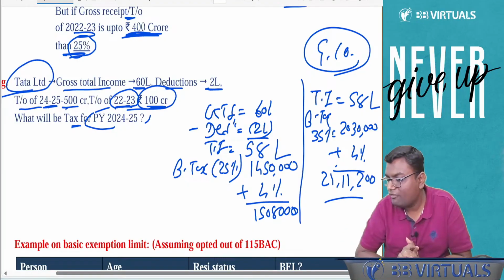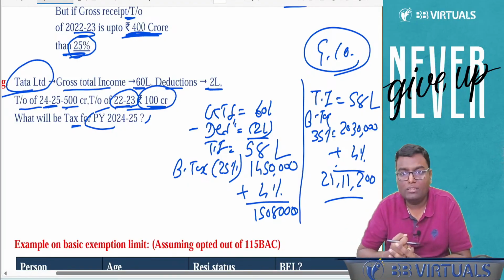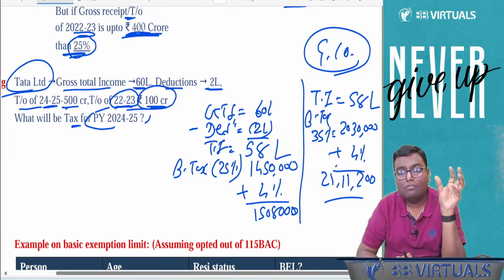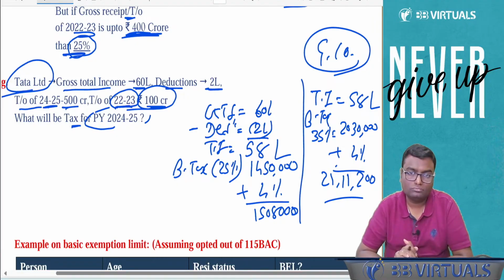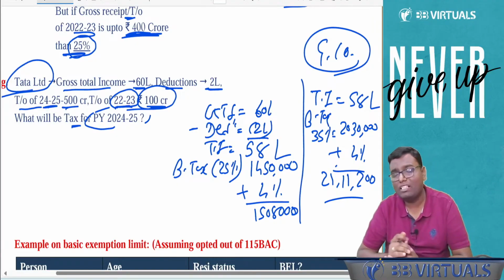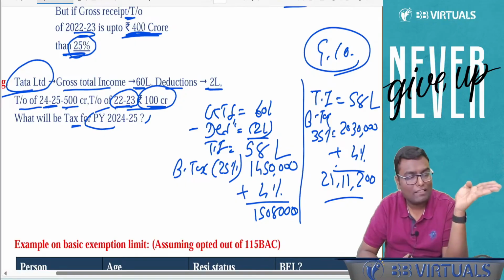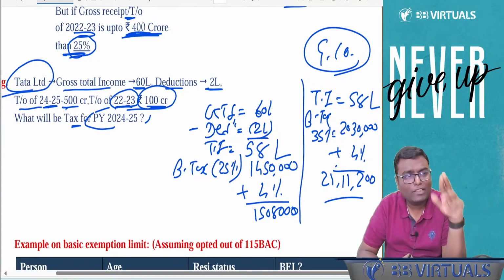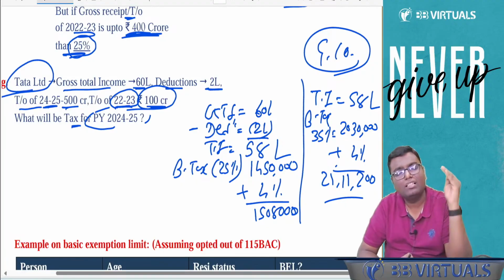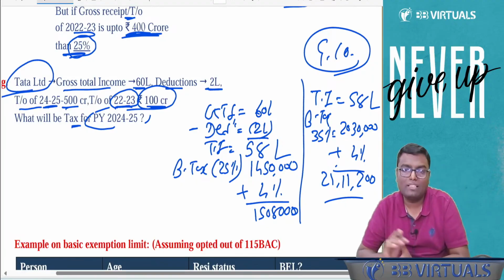But if you are following that 115BAC, that is the default tax regime, then in that case your tax rate will become up to 3 lakh 0, 3 lakh to 7 lakh 5%, 7 lakh to 10 lakh 10%, 10 lakh to 12 lakh 15%, 12 lakh to 15 lakh 20%, above 15 lakh 30%.